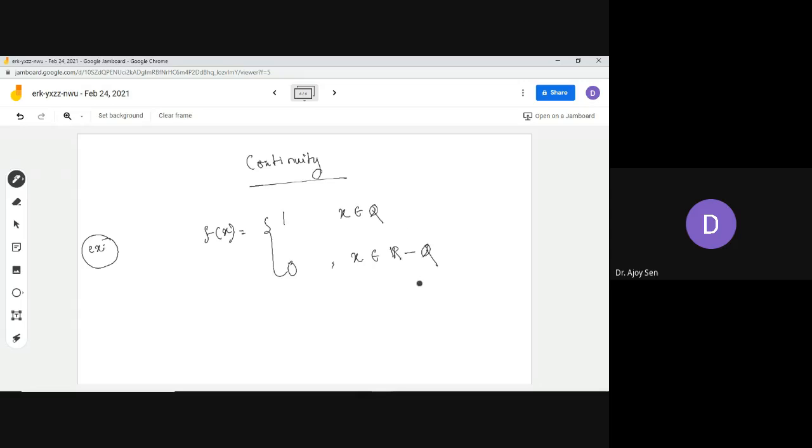So irrational মানে কি? Irrational means those numbers which are real but not rational. So that's why we write R minus Q. From the real numbers we just subtract the rational numbers, and the leftover things are irrational numbers. So this is a function taking value 1 whenever x is rational and 0 whenever x is irrational.